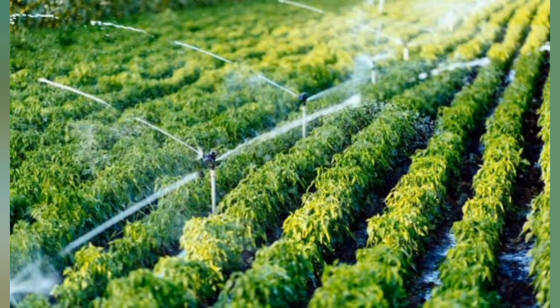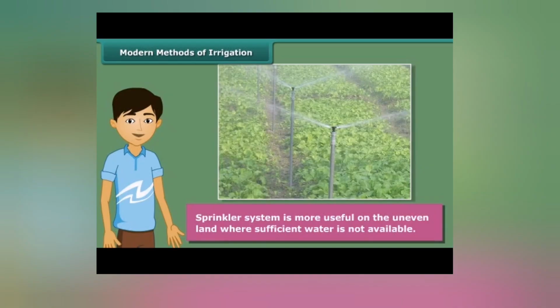Let us now know the modern methods of irrigation. A sprinkler system. This system is most useful on uneven land where sufficient water is not available. In this system, perpendicular pipes, having rotating nozzles on top, are joined to the main pipeline at regular intervals. When water is allowed to flow through the main pipe under pressure with the help of a pump, it escapes from the rotating nozzles and gets sprinkled on the crop as if it is raining.